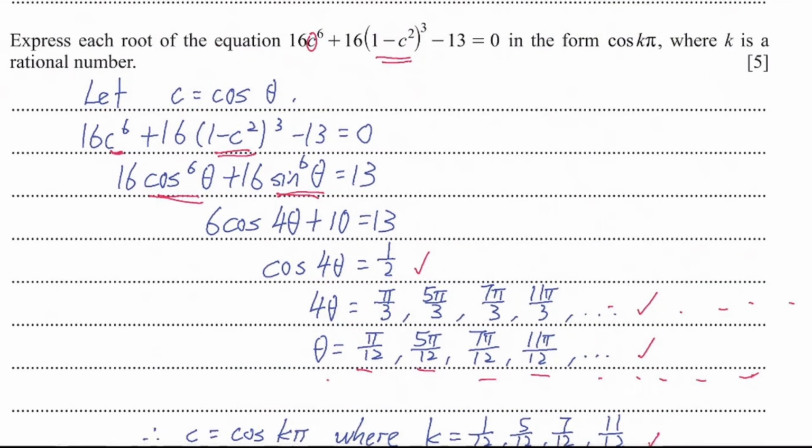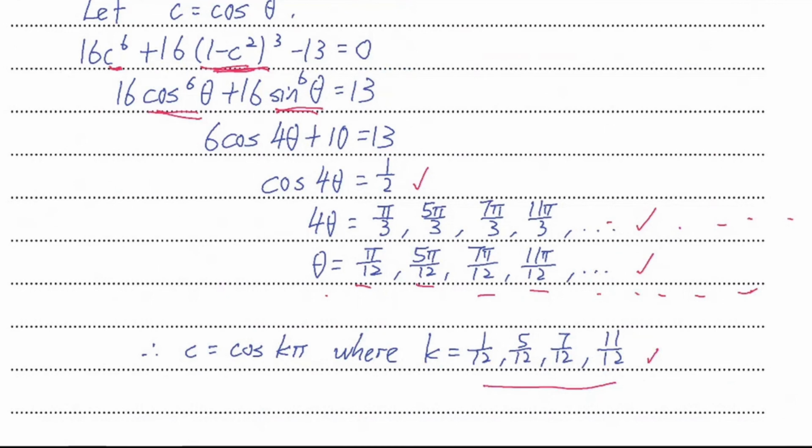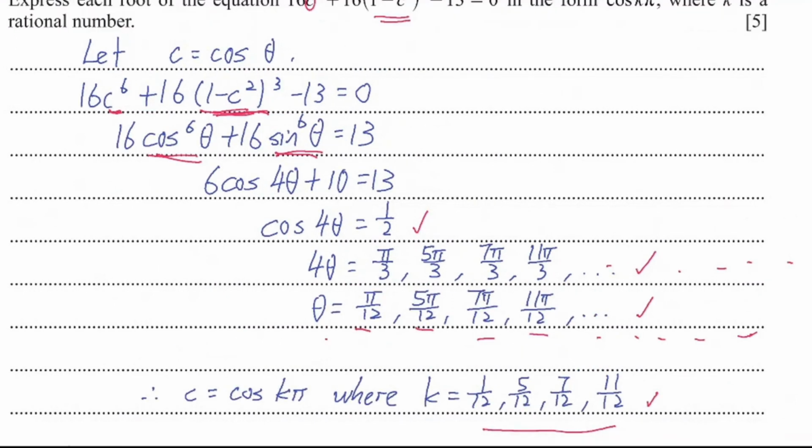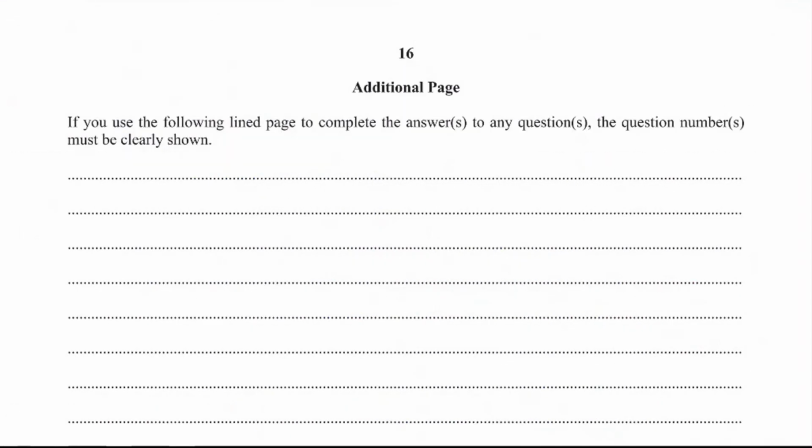If you try to expand this, the c power 6 will cancel off, and you will only have the highest power of c power 4. That is why you only need 4 roots here at the end. So that will be it for this paper.